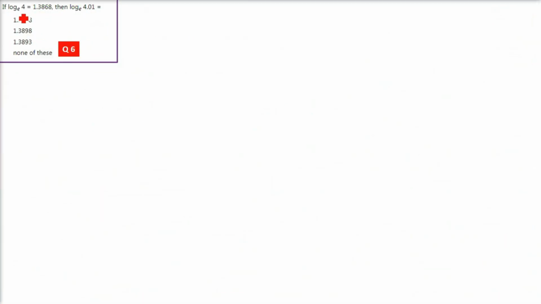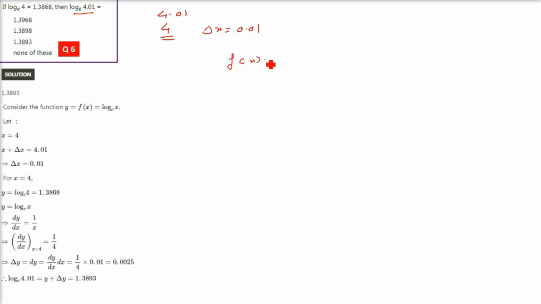If log 4, the base is e, is 1.3868, then what is log base e of 4.01? Now we are already aware that in this kind of question we always take the part which can be solved easily and the other part as delta x. So here we take x as 4 and delta x as 0.01. The function which is with us is log x. The base has to be e, only then you will be able to differentiate this function.